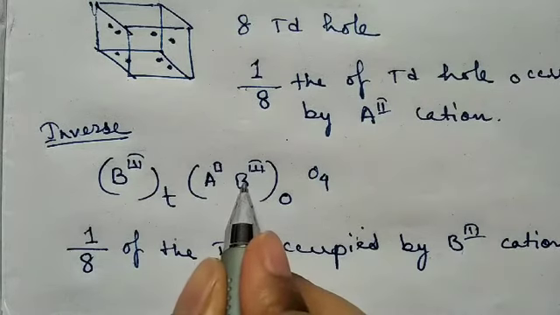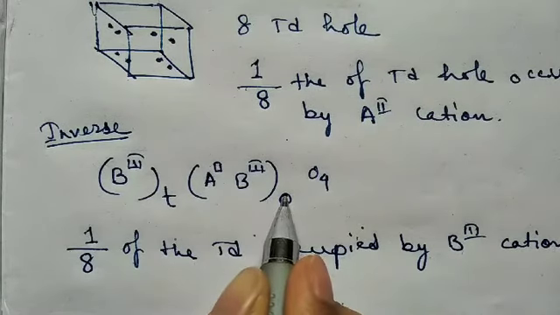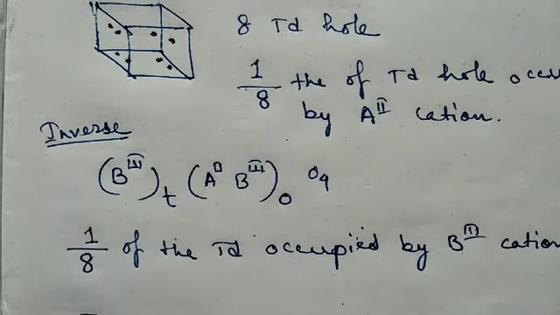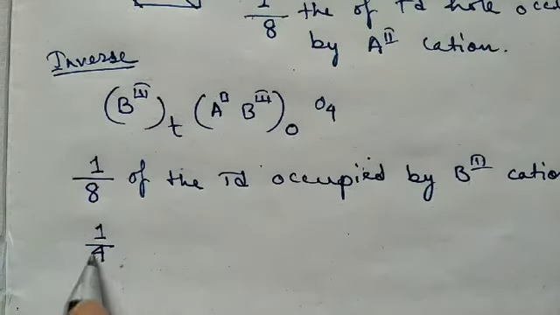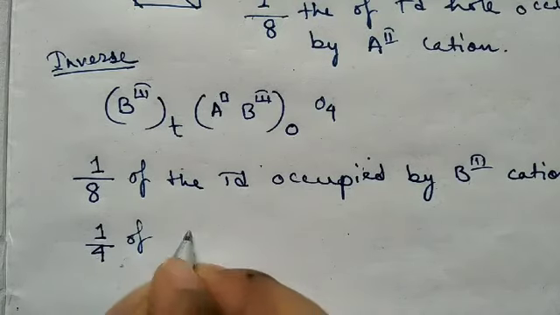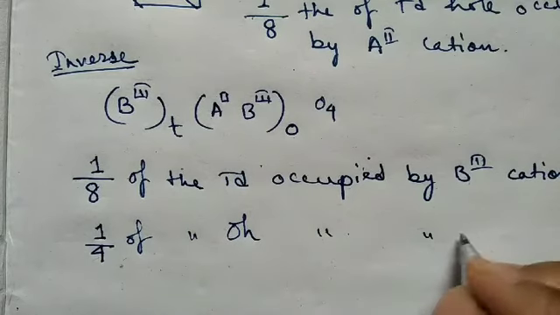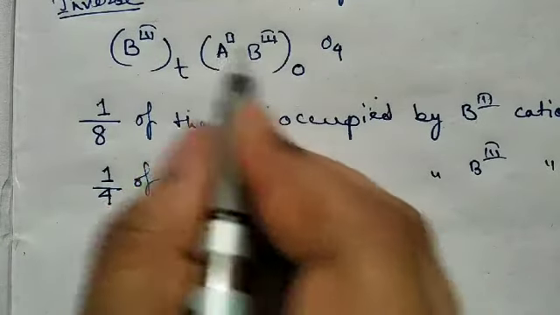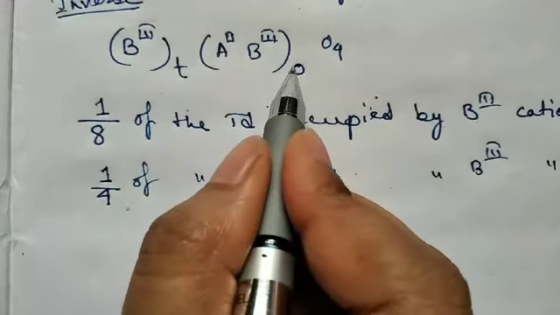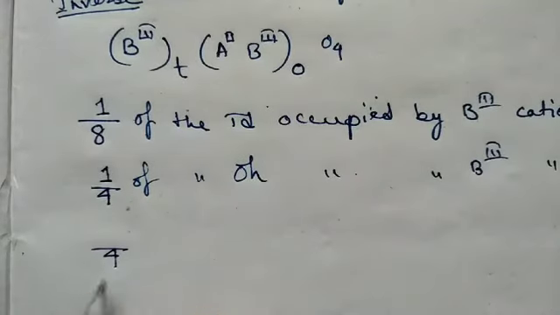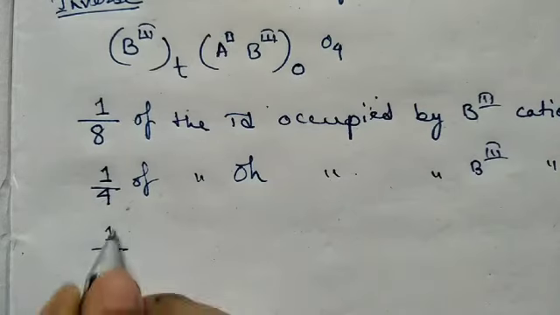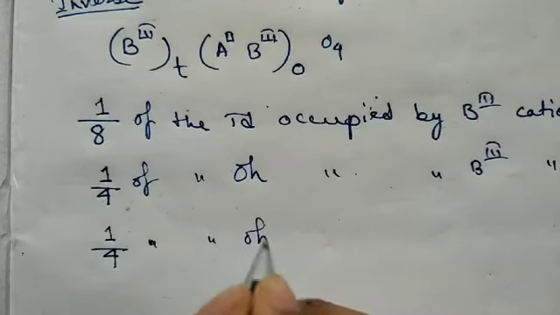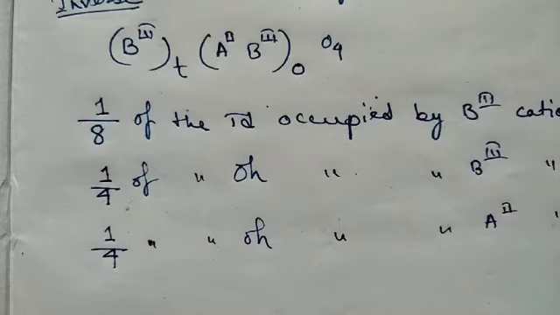and see, another tripositive cation is occupying an octahedral hole. So how many octahedral holes are there? 4 total, and one tripositive cation is occupying that octahedral hole. Therefore, 1/4 of the octahedral holes will be occupied by B3 cation. And again, here see, a dipositive cation is occupying one octahedral hole. So total octahedral holes is 4. The dipositive cation is 1. So 1/4 of the octahedral holes will be occupied by a dipositive cation in case of inverse spinel.